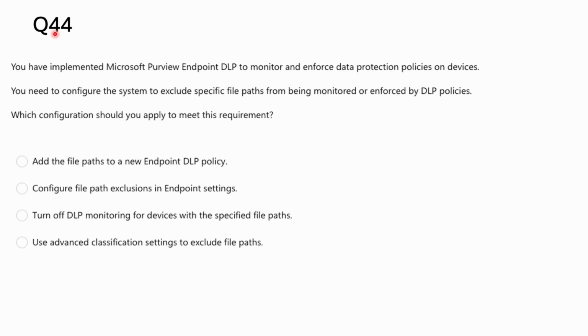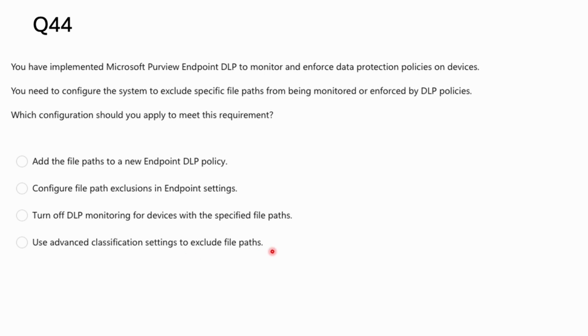Let's explore question number 44, where it says you have implemented Microsoft Purview Endpoint DLP to monitor and enforce data protection policies on devices. You need to configure the system to exclude a specific file path from being monitored or enforced by DLP policies. Which configuration should you apply to meet this requirement? Add the file path to a new endpoint DLP policy, configure file path exclusions in endpoint settings, turn off DLP monitoring for devices with the specified file path, or use advanced classification settings to exclude the file path.